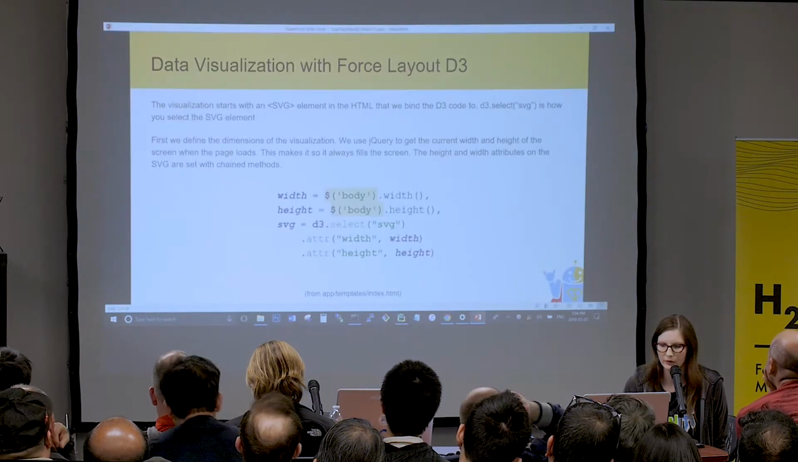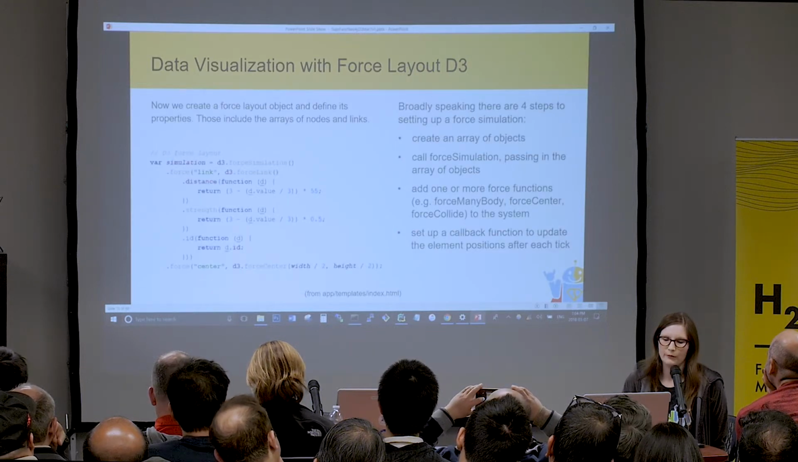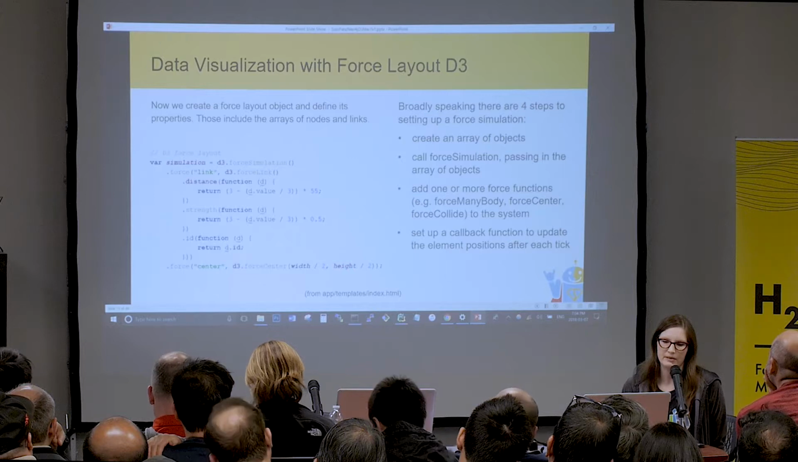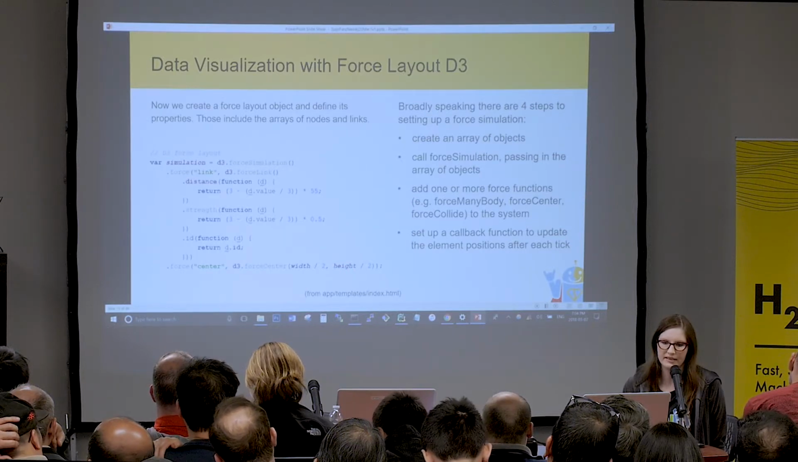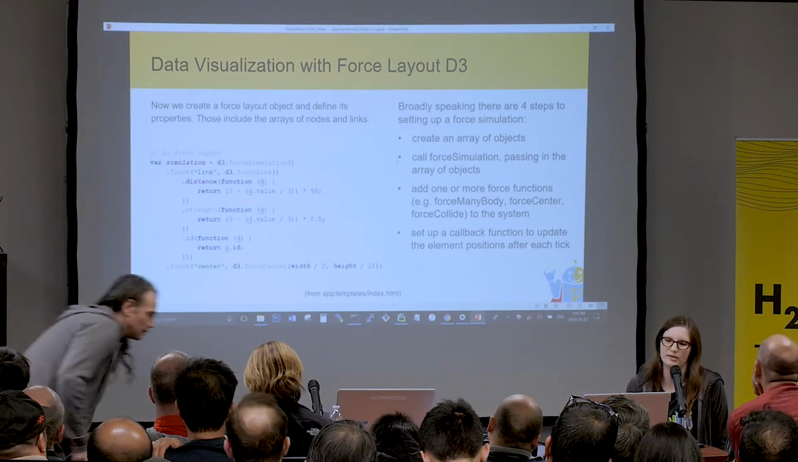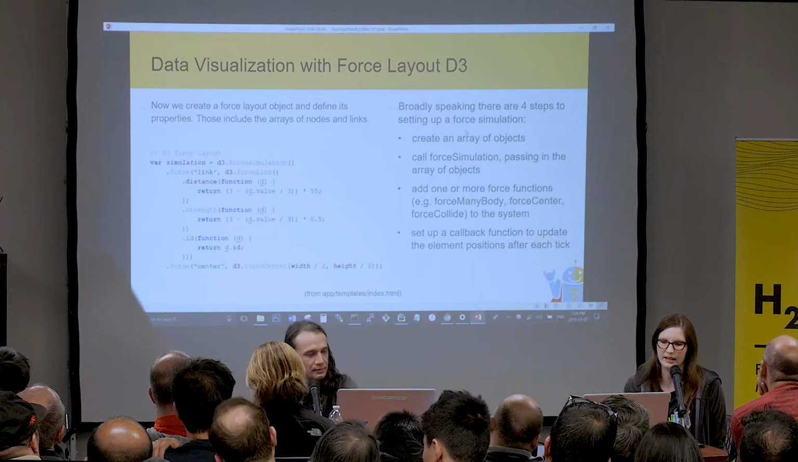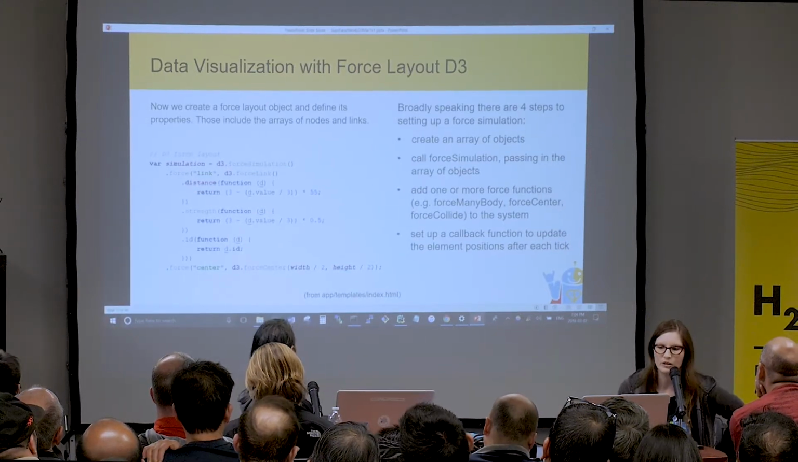All right, so now we can create a force layout object and define its properties. Those include the arrays of nodes and links. So broadly speaking, there's 4 steps to setting up a force simulation. There's creating the array of objects, which we did with Neo4j in Python, as Ray showed.